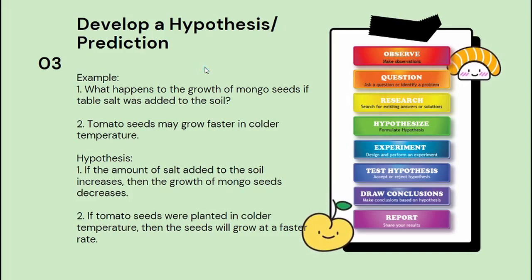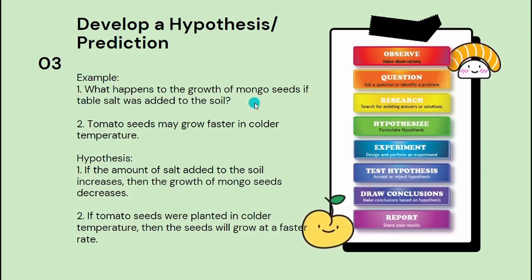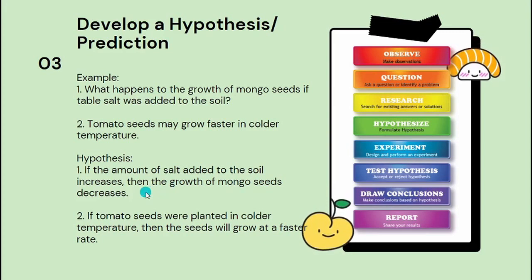So, let's say for example, the problem is, what happens to the growth of mango seeds if table salt was added to the soil? So, ito ang problem mo, kunwari. And then, mag-iisip ka ngayon ng magiging sagot niya. Possible na sagot. Posibleng sagot. Let's say ito ang naisip mong hypothesis or possible solution to your problem. If the amount of salt added to the soil increases, then the growth of mango seeds decreases.